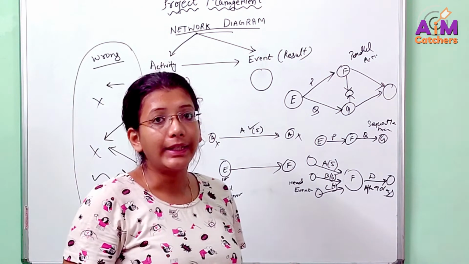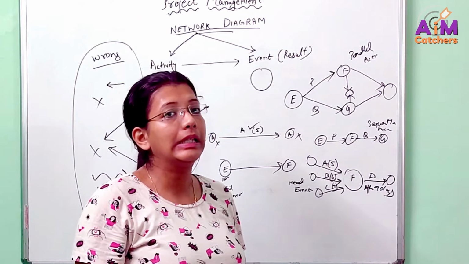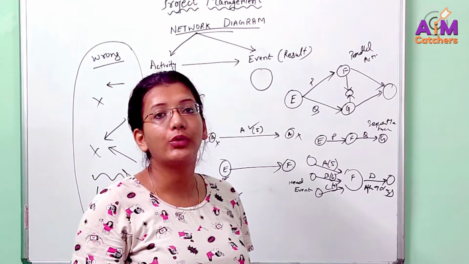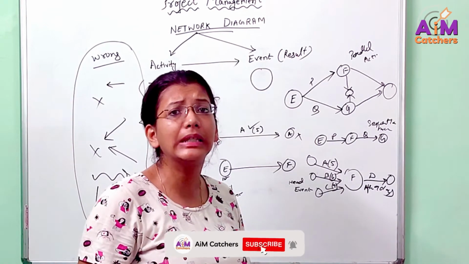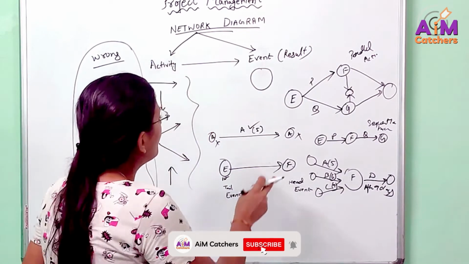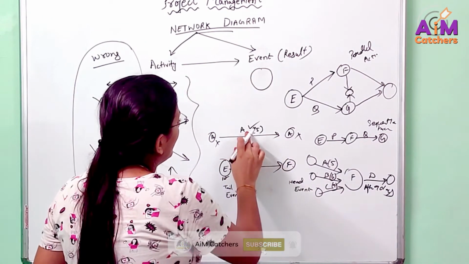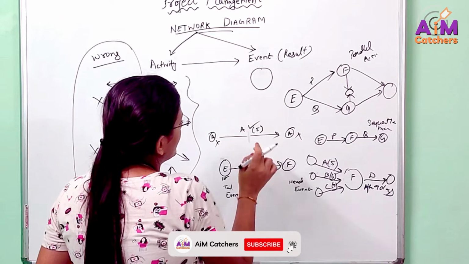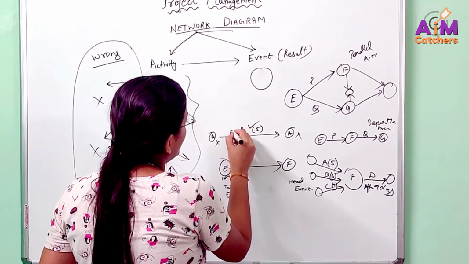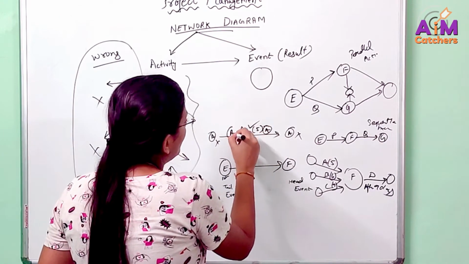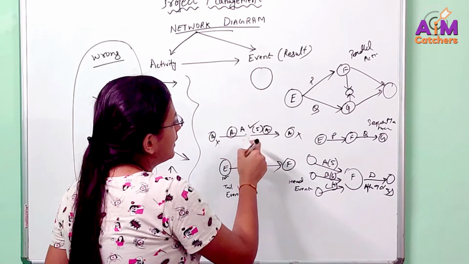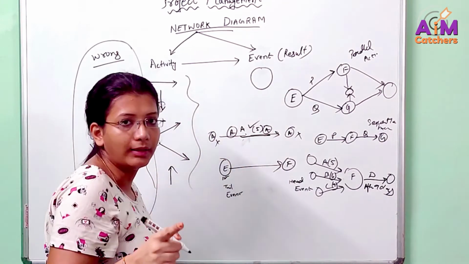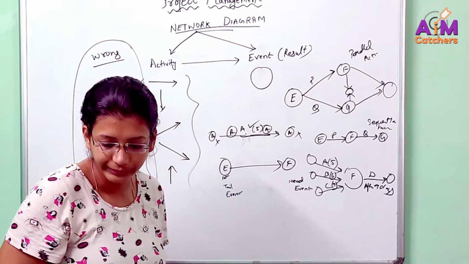An activity can be represented only by a single arrow. Never use two arrows or more than one arrow to represent a single activity. If you are representing activity A, don't bifurcate it twice. You will say this is activity A and this is again A. No, this doesn't make sense. You will have a single line for one activity. Okay?